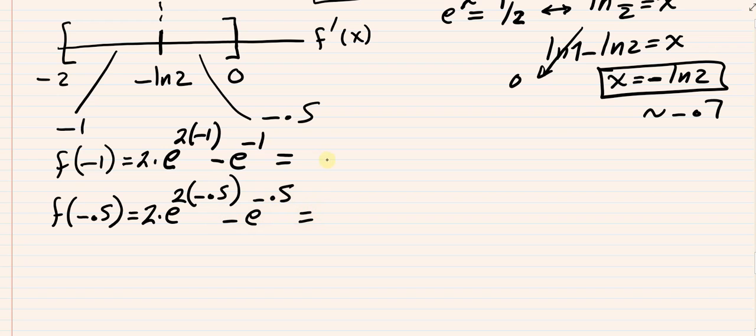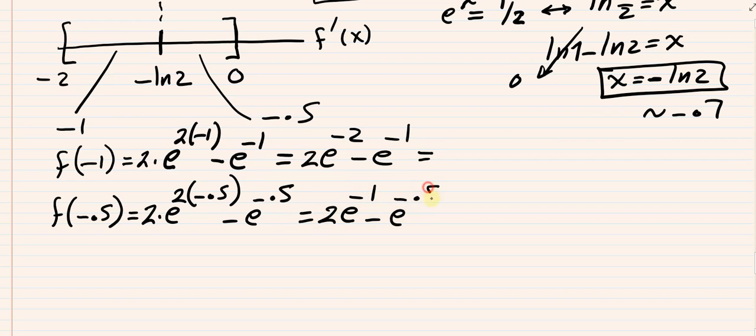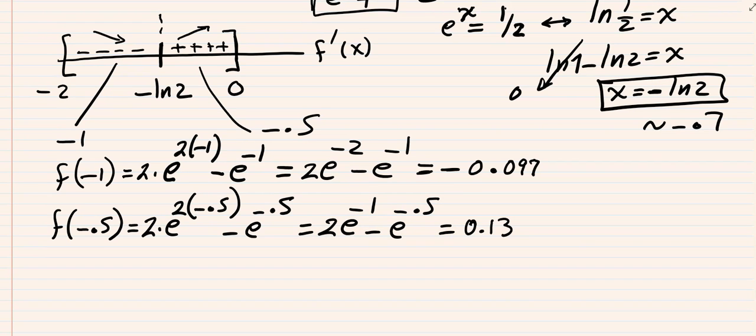Okay, so before I go, let me prep this. Negative e to -1. This one becomes 2e to -1 minus e to -0.5. Now let me check. Okay, so here they are.